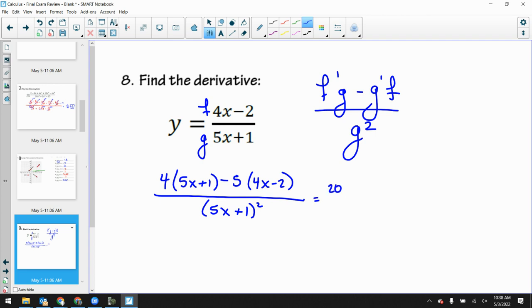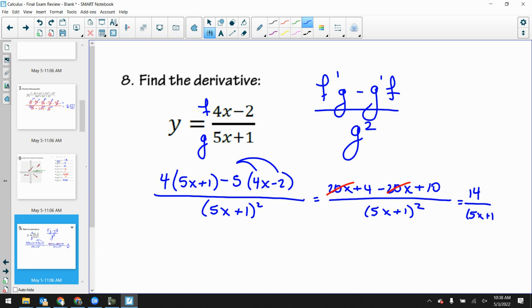All right, we distribute in the 4. So this is 20x plus 4. We distribute in a -5 here. That's -20x plus 10 all over that 5x plus 1 squared. I have the -20x and the 20x canceling out, leaving just a 14 in the numerator over 5x plus 1 squared. So if you wanted to, it would just be 14 over 25x squared plus 10x plus 1. Sorry. Questions on that one?